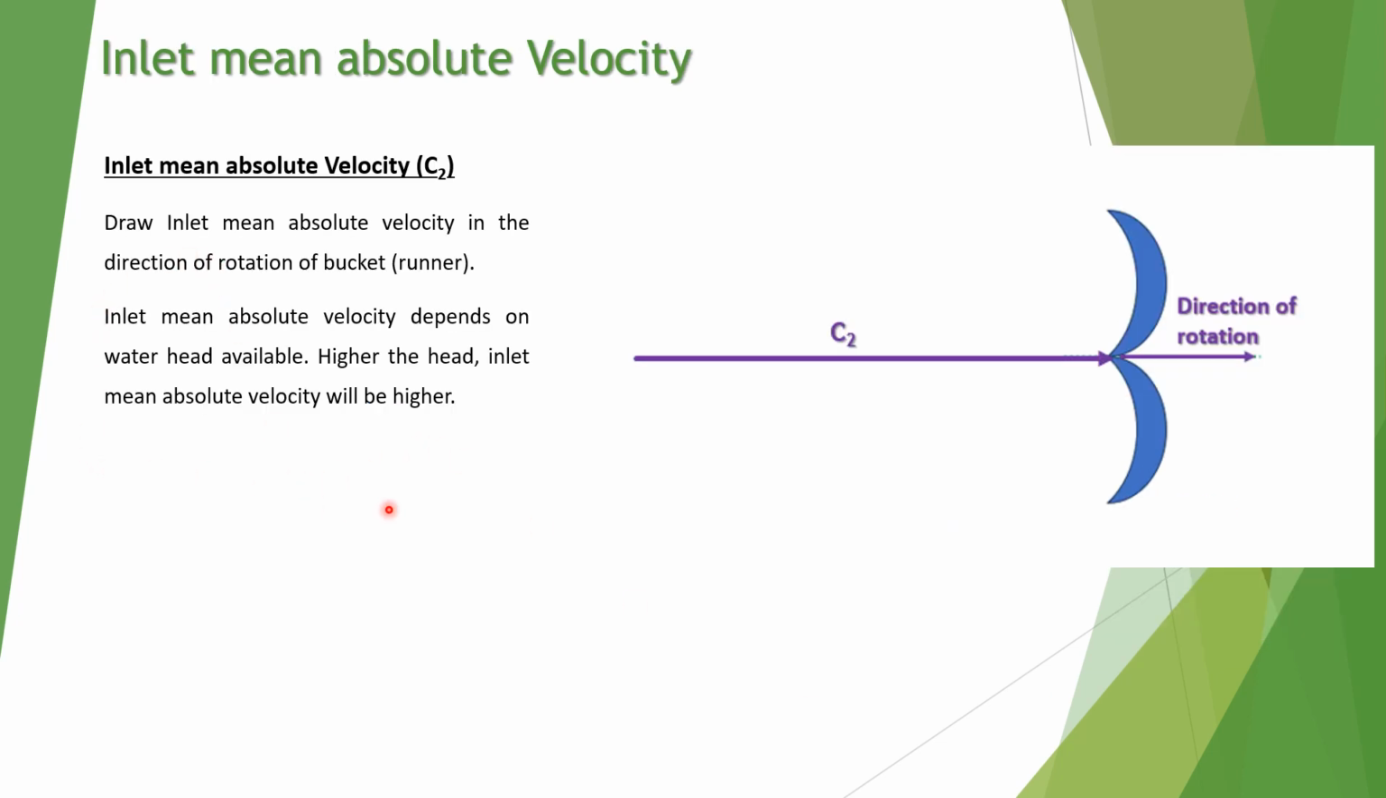Inlet mean absolute velocity c2. Draw the inlet mean absolute velocity in the direction of rotation of the bucket. Inlet mean absolute velocity depends on the water head available. The higher the head, the higher the inlet mean velocity will be. So this is c2. It is drawn.